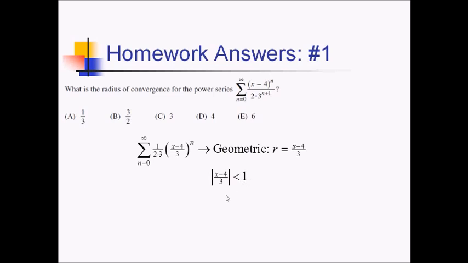So to do that, I'm just going to multiply both sides by 3. Now that I've got this in 1x minus a form, I can just pick out my radius of convergence from the other side here, and that ends up being 3. So that's choice C.